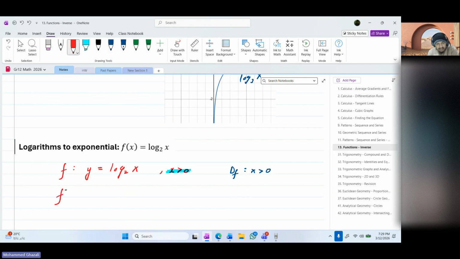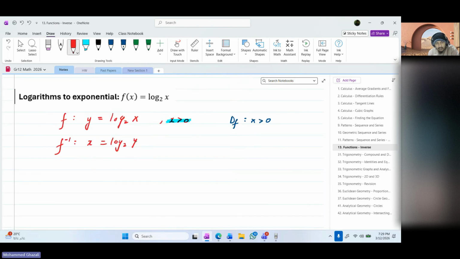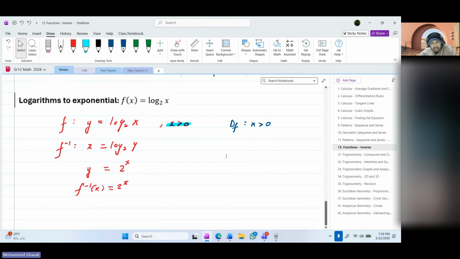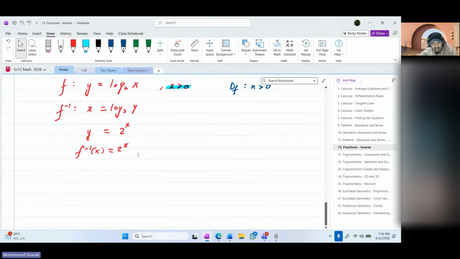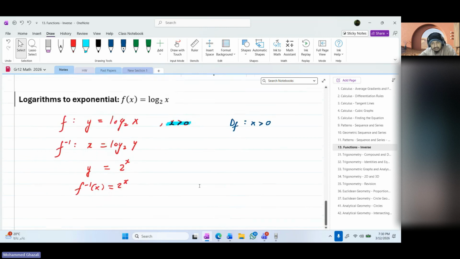What's the f inverse? Change the x to y, so that's x equals log y base 2. Now remember, 2 remains the base, so y equals 2 to the power x. The log becomes exponential. So the f inverse of x is basically equal to 2 to the power x. I'm not going to sketch it because you know how to sketch using the table method. So that's the inverse function of the log function.